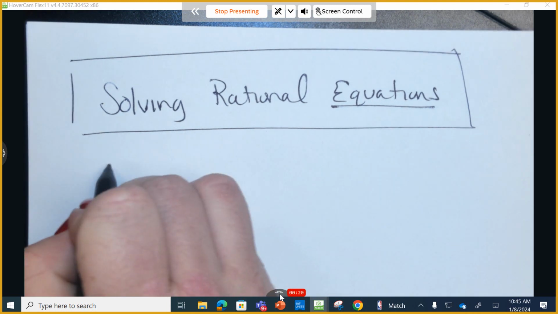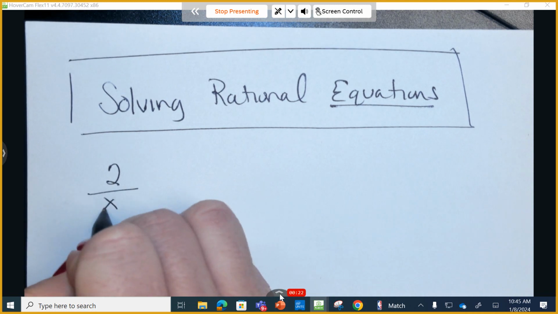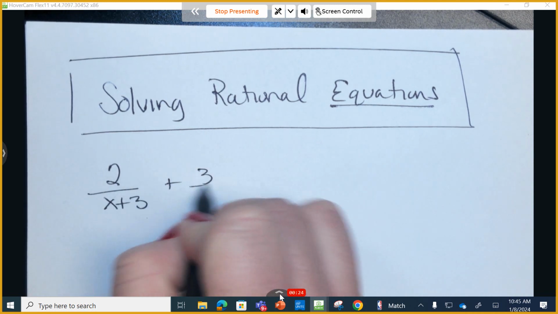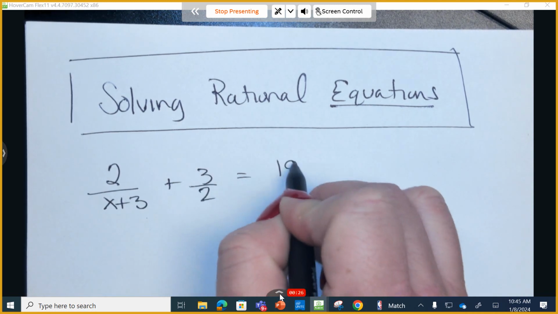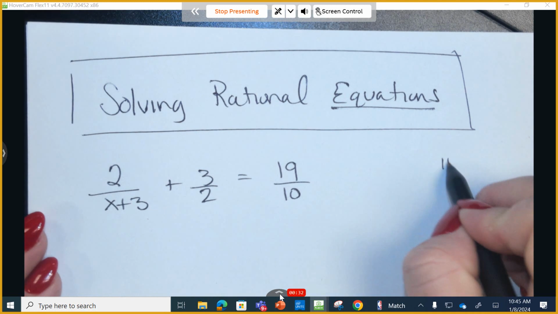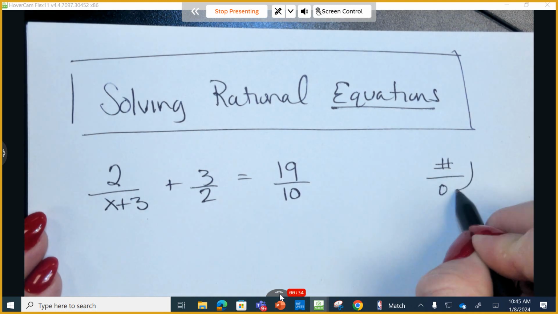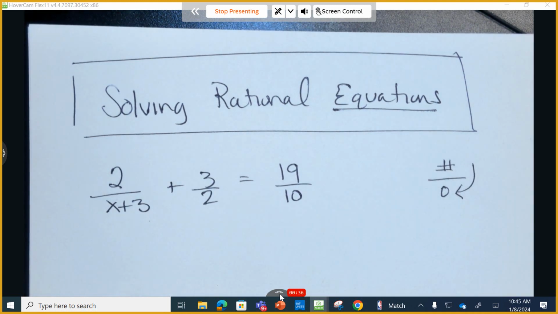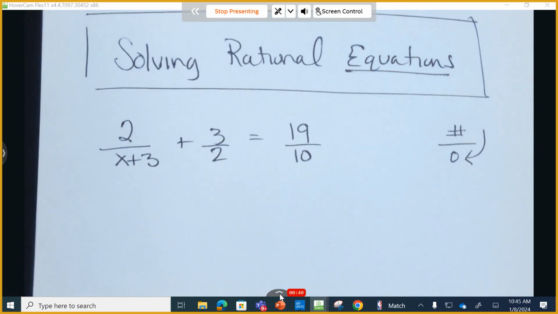Here's our very first equation that we are going to solve. And before I start to solve it, I do need to remind us of an important rule as it pertains to fractions. Remember that we're breaking a math rule if we ever end up with 0 in the denominator. So here's example number 1.